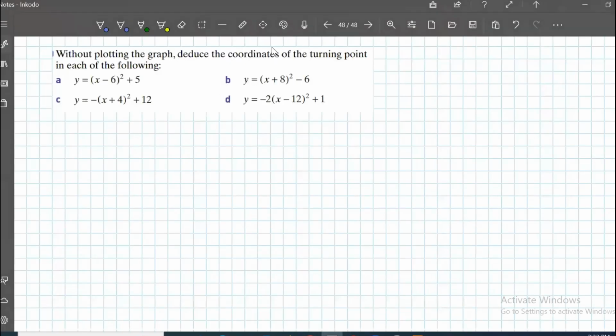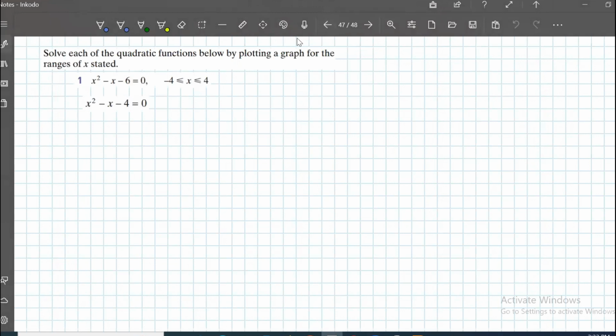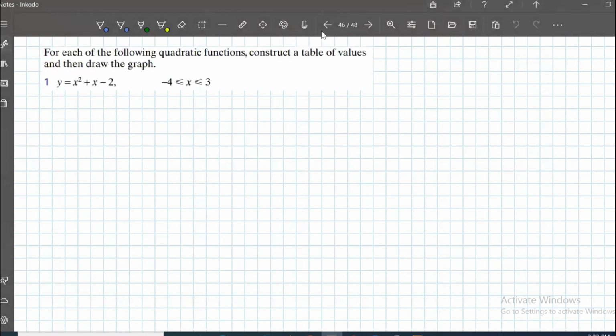Here we will solve one question. Here you can see that for each of the following quadratic functions, construct a table of values and then draw the graph. So the first thing, our range of values of x is minus 4 to 3. Our first task is to find all the values of y within this range, minus 4 to 3, and our table of values is like that.